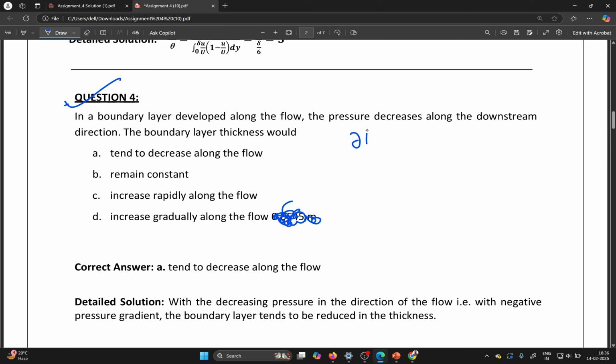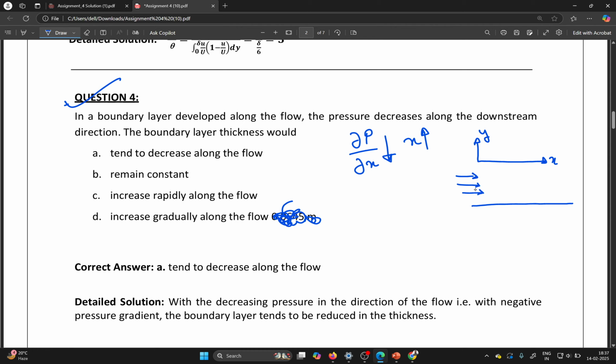Let us suppose this direction is x and this is y, the plate is here and water is moving in this direction. So in the x direction, del p by del x is decreasing as your x value is increasing. So here the condition is given. That is the negative pressure gradient. It means your pressure gradient is reducing. So what will happen? Your boundary layer tends to be reduced in thickness.